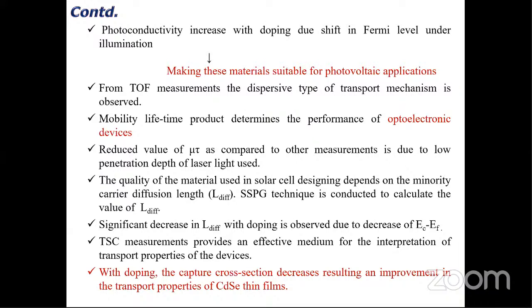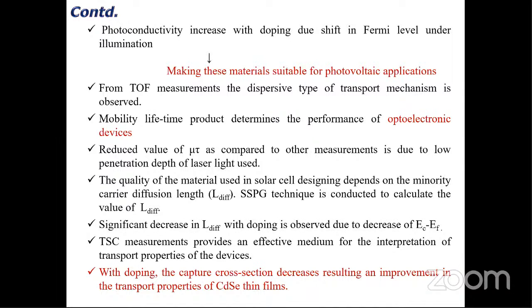The quality of the material used in solar cell designing depends on the minority carrier diffusion length. SSPG, that is steady state photocarrier grating technique, is conducted to calculate the carrier diffusion length. Significant decrease in the carrier diffusion length with doping is observed due to the decrease of EC minus EF.